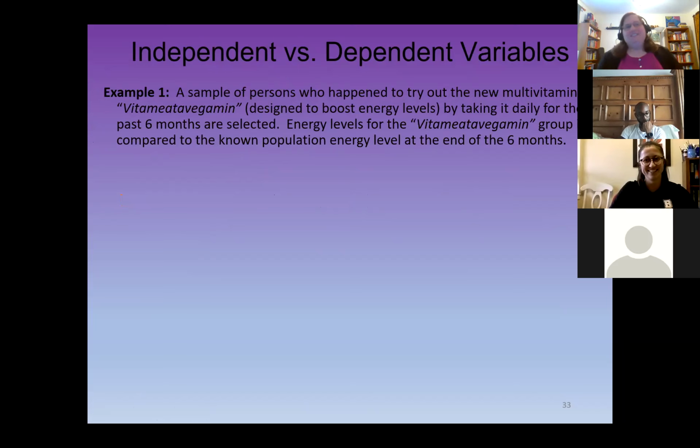So now let's look at it and let's identify variables. A sample of persons who happen to try out the new multivitamin Vitamin, which is designed to boost energy levels by taking it daily for the past 6 months are selected. Energy levels for the Vitamin group is compared to the known population energy level at the end of 6 months. Okay, so what's our outcome variable? What's our dependent variable here?